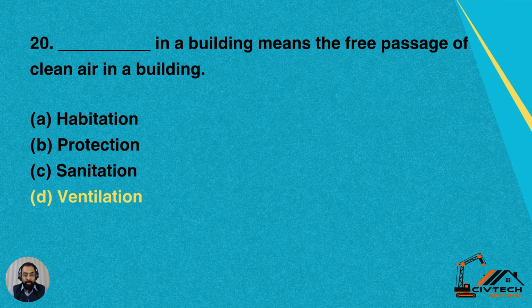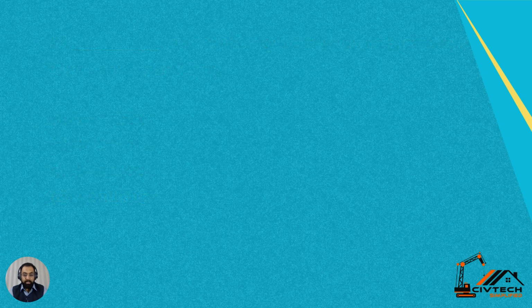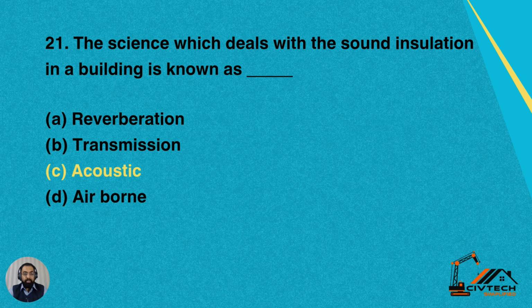So next we have question number 20. Dash in a building means the free passage of clean air in a building. It's very important. There should be a free passage to circulate the air within a building, and that building should be ventilated. Option A was habitation. Number B, protection. C, sanitation. Number D, ventilation. Yes, of course, it's ventilation. We always provide a free passage for the clean air to circulate within the building, and that process or technique is called ventilation. So option D is correct for this question.